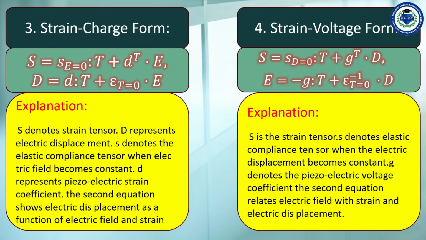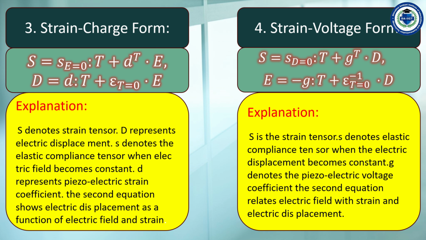3. Strain-charge form. Explanation. S denotes the strain tensor. D represents electric displacement. s denotes the elastic compliance tensor when the electric field is constant. d represents the piezoelectric strain coefficient. The second equation shows electric displacement as a function of electric field and strain.